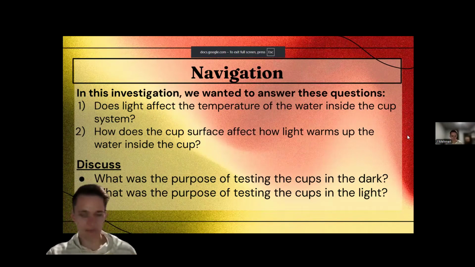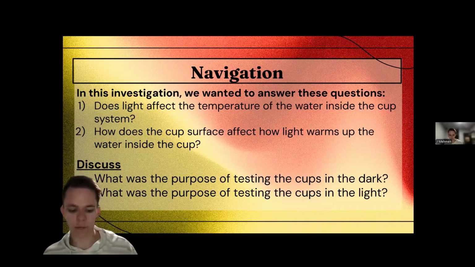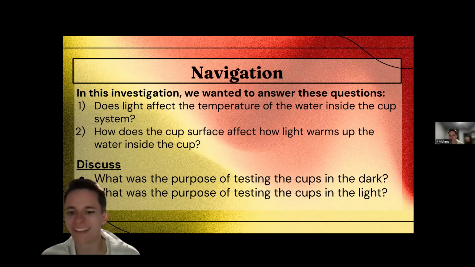Okay, so to summarize what we've been doing so far in this lesson, we did an investigation where our focus was on answering these two questions. Number one, does the light affect the temperature of the water inside of the cup system? And number two, how does the cup surface affect how light warms up the water inside of the cup? I want you to just think to yourself for a second. What was the purpose in our procedure? What was the purpose of testing the cups in the dark? What was the purpose of testing these different cups in the light?